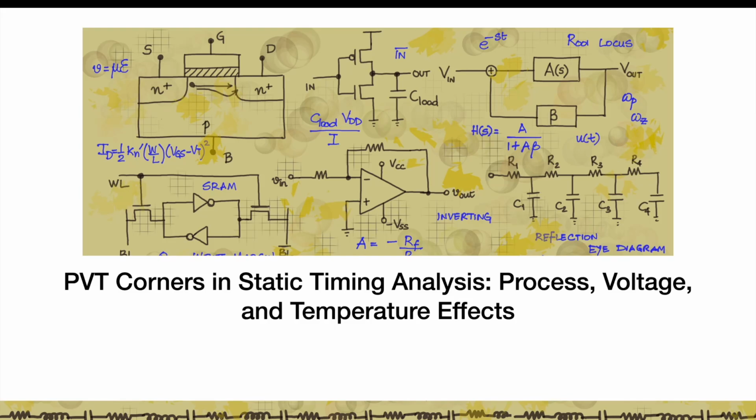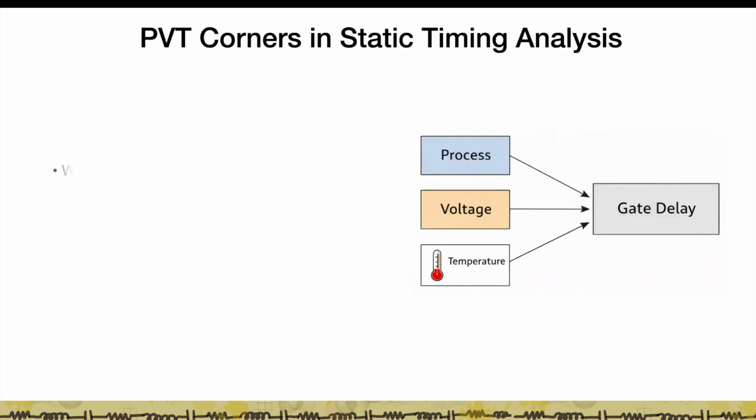Everything we've analyzed so far has used fixed delay numbers. 80 picoseconds here, 50, 45 there, clean, tidy, predictable. Real silicon is nothing like that.